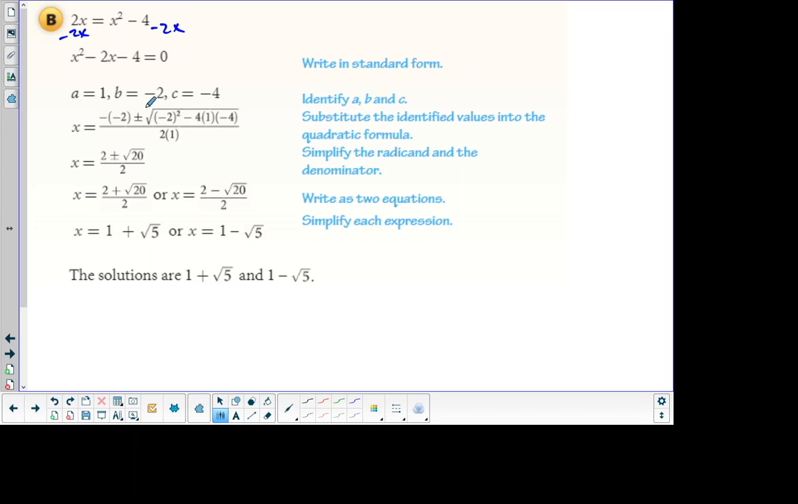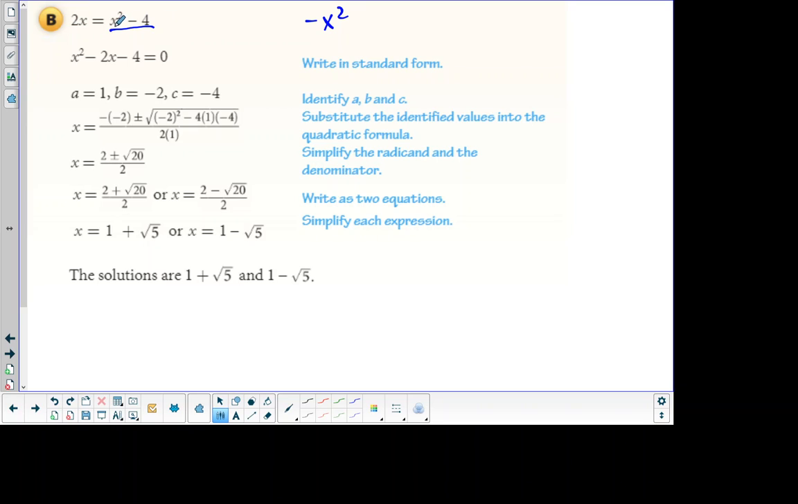Now you might be thinking, could you have done it the other way? Could you have subtracted this side, put it over on the other side, and made this side equal to 0? Yes, you could have. You could have subtracted x squared from both sides, and that would leave you with negative x squared. And then you would also have to add 4 to both sides.